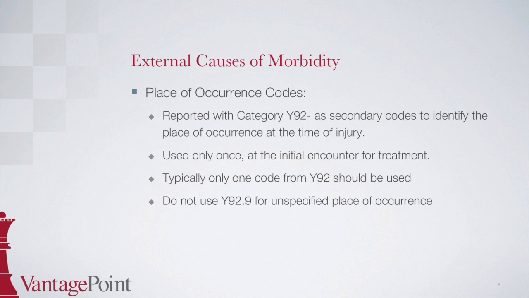Codes from category Y92, place of occurrence of the external cause, are secondary codes for use after other external cause codes to identify the location of the patient at the time of injury or other condition, such as a school or a gym or a barn. Generally, a place of occurrence code is assigned only once at the initial encounter for treatment. However, in the rare instance that a new injury occurs during hospitalization, an additional place of occurrence code needs to be assigned. No 7th characters are used for category Y92. Do not use place of occurrence code Y92.9 if the place is not stated or is not applicable.